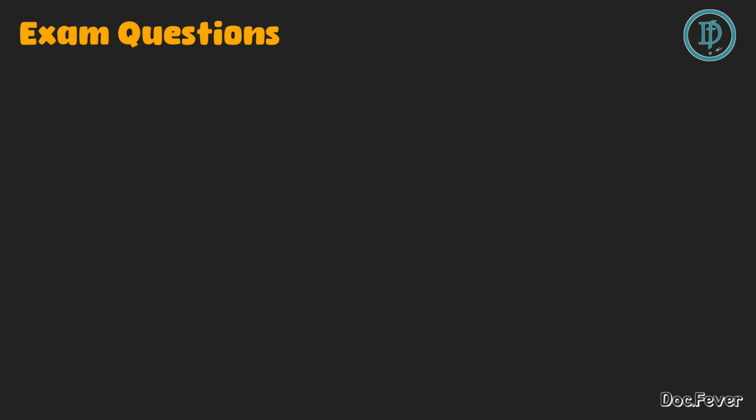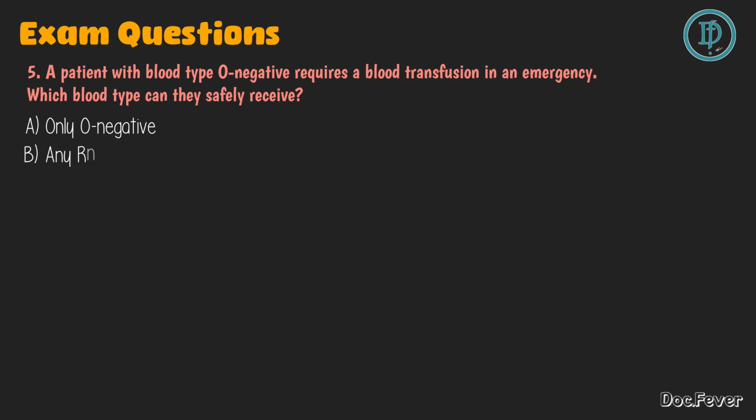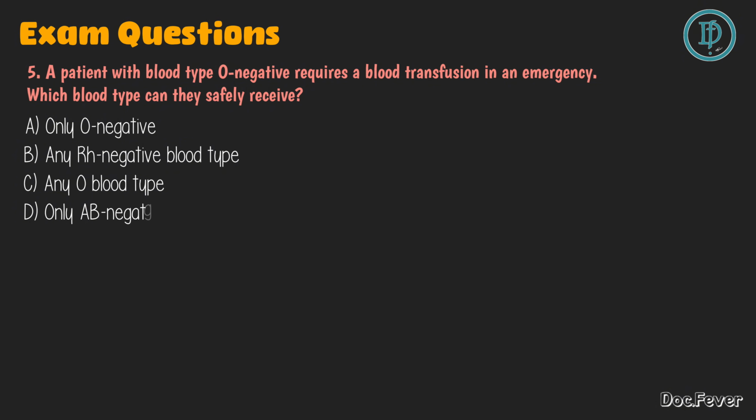And question number 5: a patient with blood type O negative requires a blood transfusion in an emergency. Which blood type can they safely receive? Option A is only O negative. Option B is any Rh negative blood type. Option C is any O blood type. And option D is only AB negative.